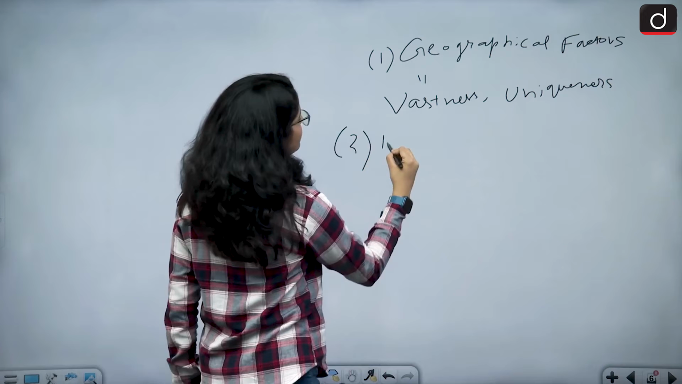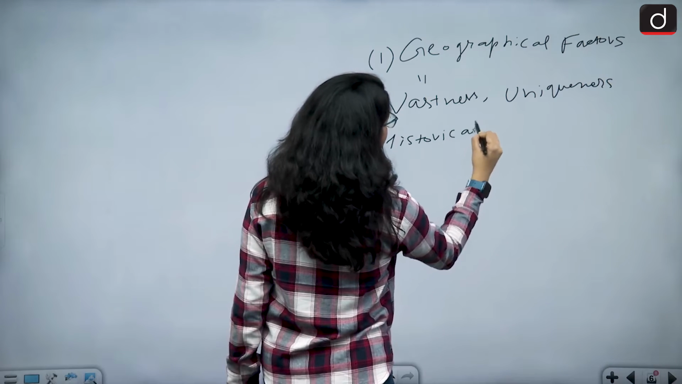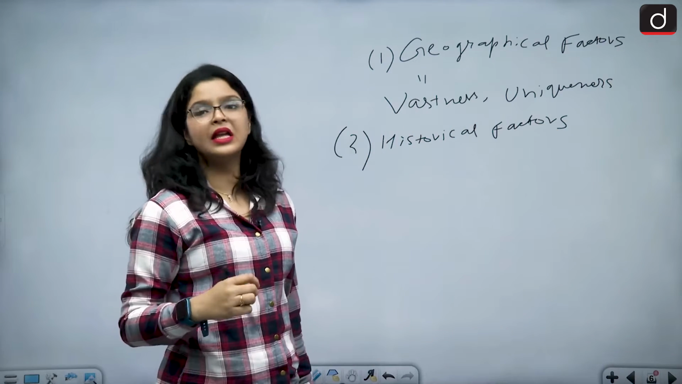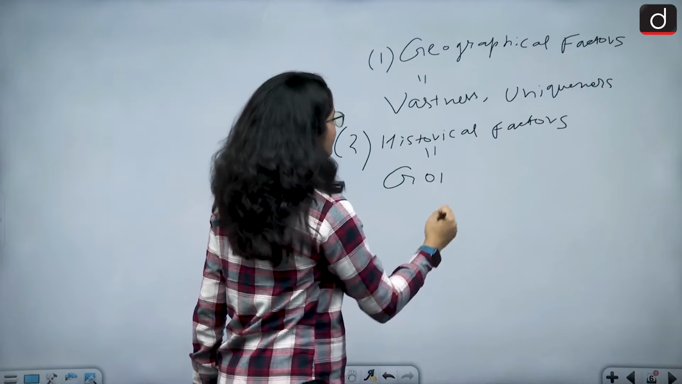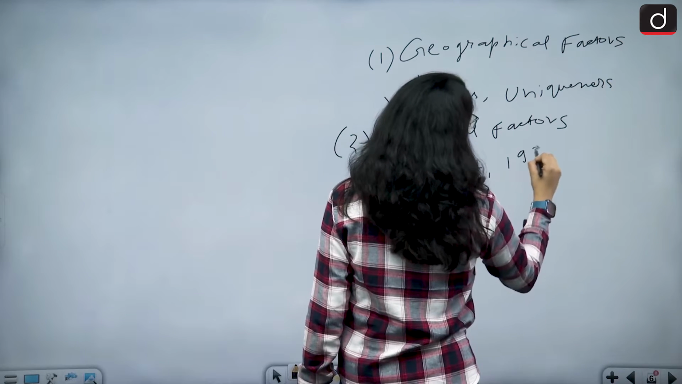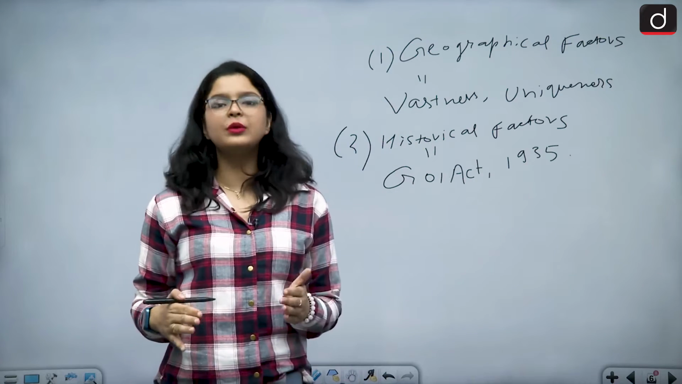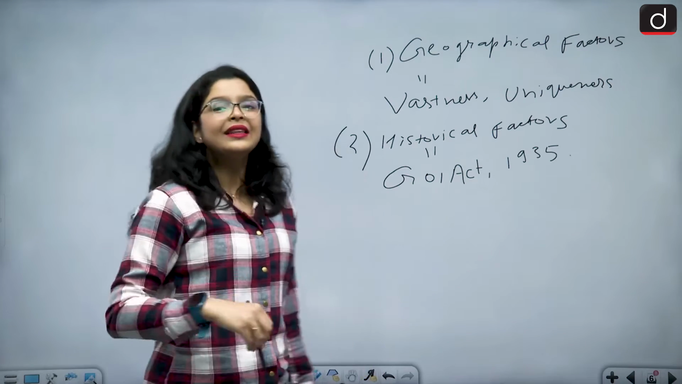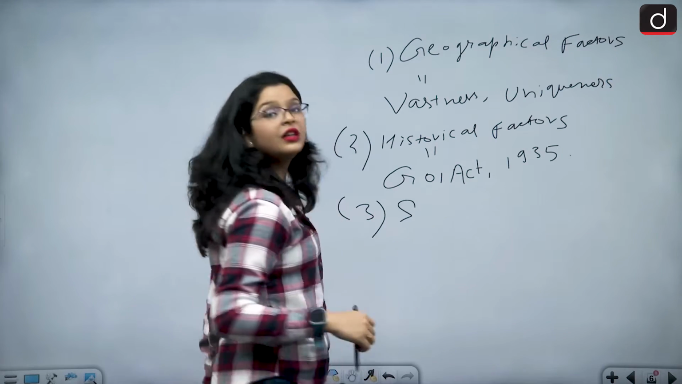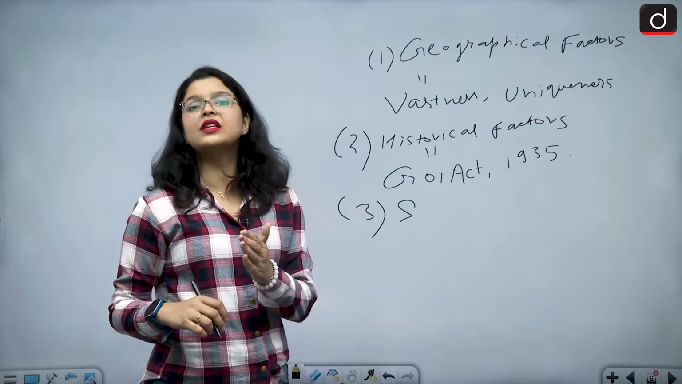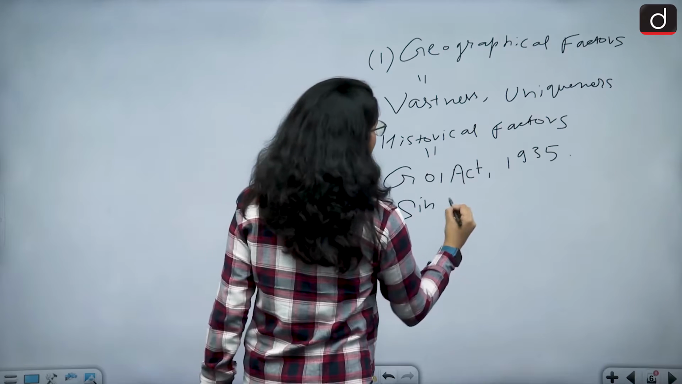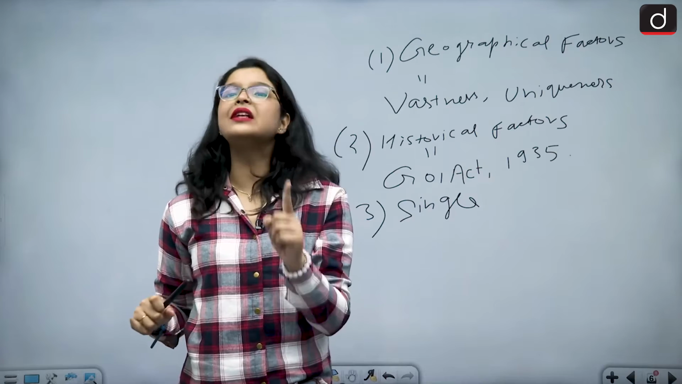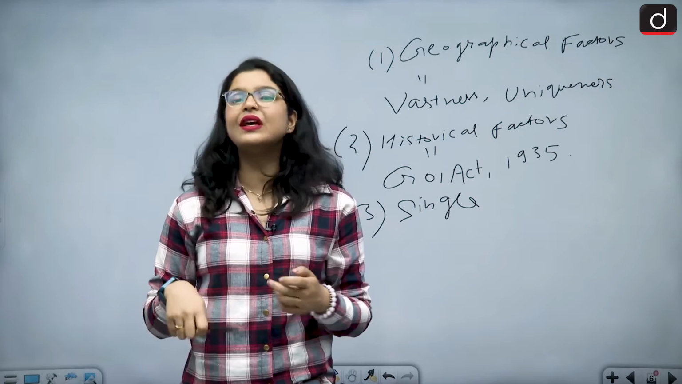Then comes the historical factors. In historical factors, we are largely inspired by the Government of India Act of 1935, and we have borrowed most of the provisions, or we are inspired from most of the provisions of the Government of India Act of 1935. Then comes the third factor that is responsible for being the lengthiest constitution in the world, which is the single nature of our Indian constitution. We do not have a separate constitution for states as well as the country. No, we have one single document that is governing the states as well as the whole country.